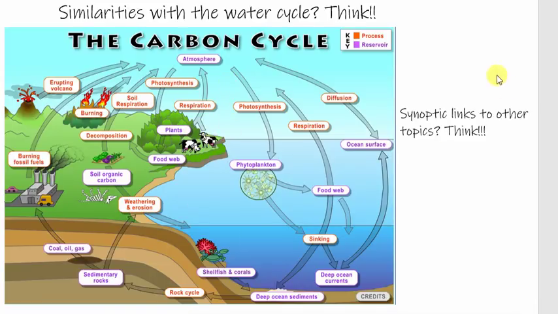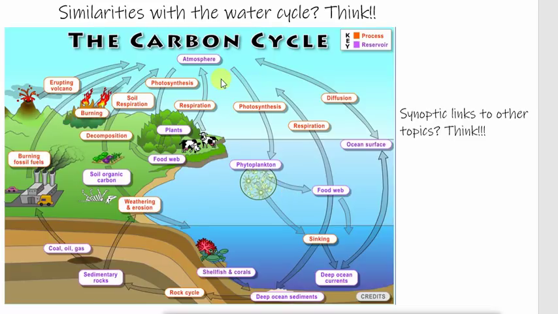And then I want you to think, you're over three quarters of the way through your A-level course. When you see some of these words and when you study this carbon cycle in front of you, it should be triggering links to other topics in your brain. So what do you see? How can you link it to other topics? Pause the video, have a think, go.